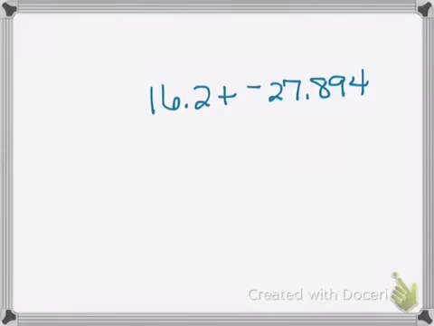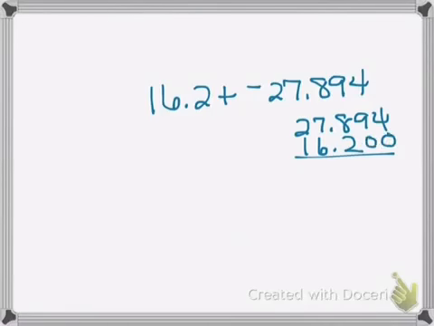Okay, last one. 16 and 2/10 plus negative 27 and 894/1000. Different signs subtract. So I'll put the one with the larger absolute value on top to subtract. I'll have to add some 0 placeholders and then subtract. 11 and 694/1000, and it's going to be negative because the 27 and 894/1000 is negative and it has the larger absolute value.